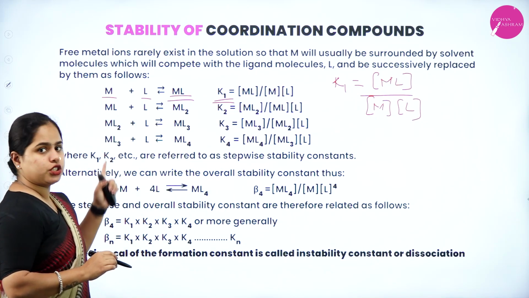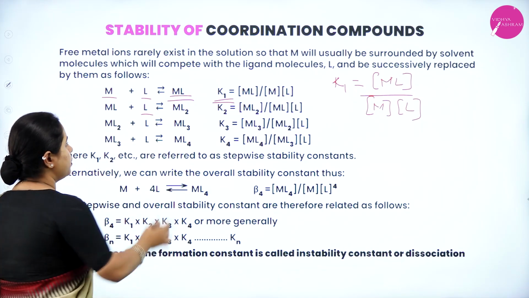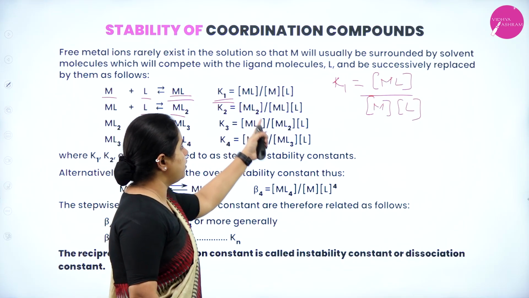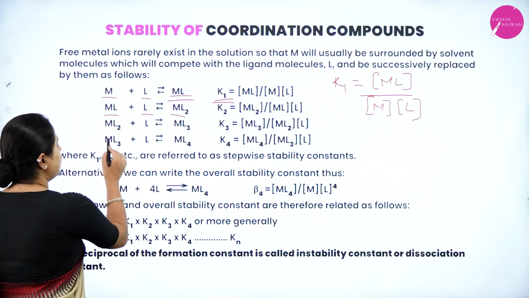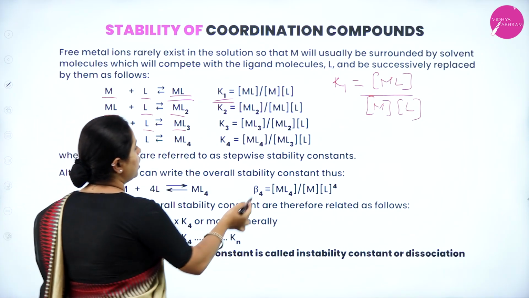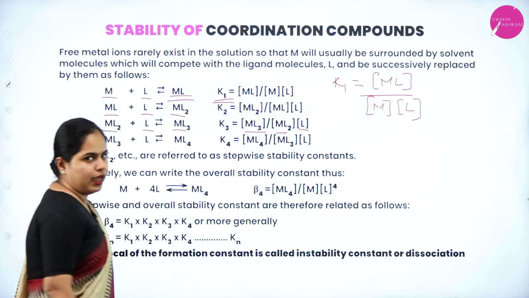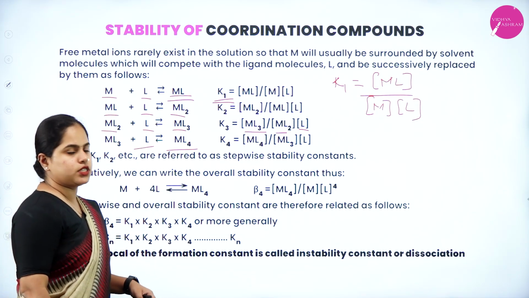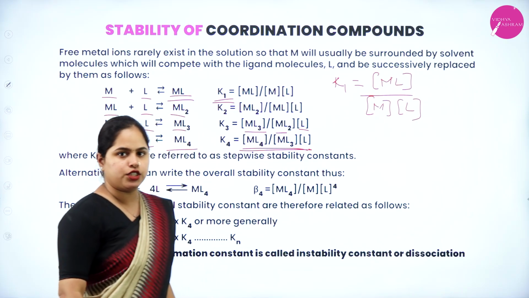Now to this coordination compound ML, we are going to add one more ligand. To ML, another ligand, so it becomes ML2. So what will be the stability constant? It is ML2 divided by ML into L, right? Now the reactant is ML here. Now in the third one, to this ML2, another ligand is being added. You get ML3. So the stability constant will be ML3 divided by ML2 into L. Now to ML3, again one more ligand is added. ML4 is obtained. So this is the final stability constant that you can see here.